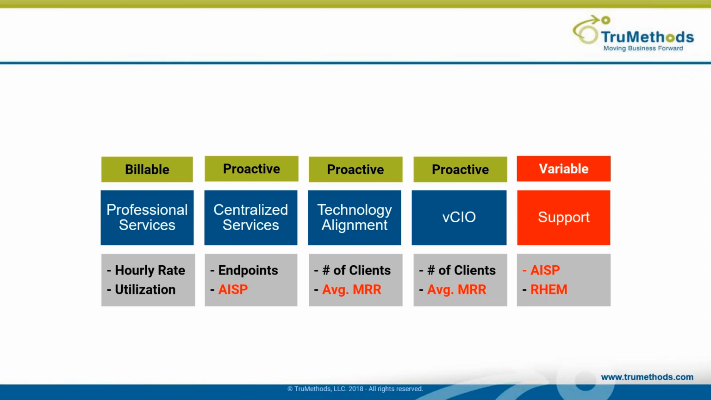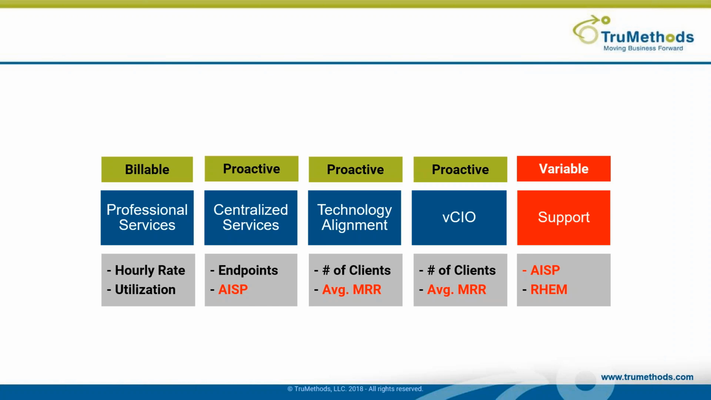Next one is the role we went through in detail around technology alignment. And again, this is a 100% proactive role. So this is all these three things. This is our top of the stack type stuff. So they're proactive, so we control how much revenue they can touch. And it's based on how many clients one resource around technology alignment can manage, and then what's our average MRR? In other words, how much on average does each of those clients spend?